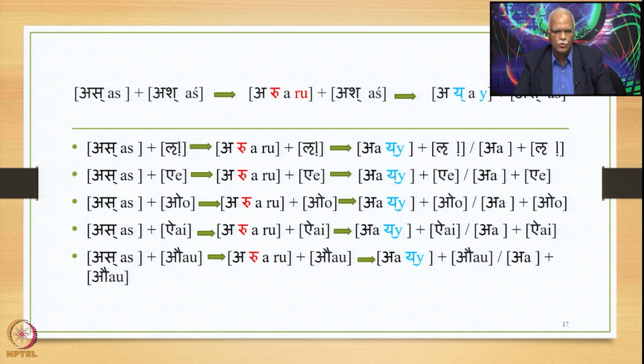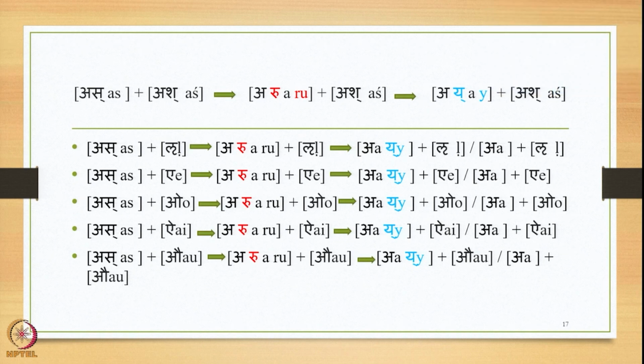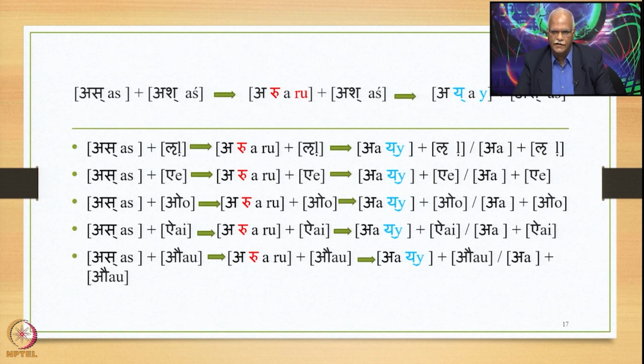Then we have us plus o, and then we have aru plus o, then this ru becomes ya, aya plus o, and then finally this ya gets optionally dropped, so we have a plus o. Similarly, us plus i, and we have aru plus i, then ru gets substituted by ya, and so ya gets optionally deleted by lopas shakalyasya, and we get a plus i as the optionally derived form.